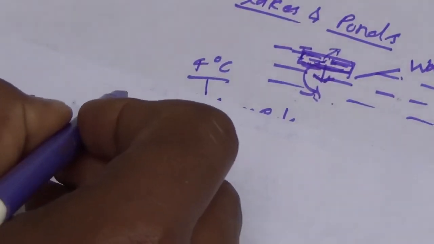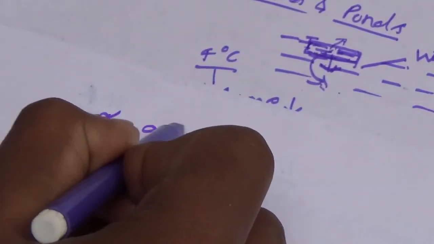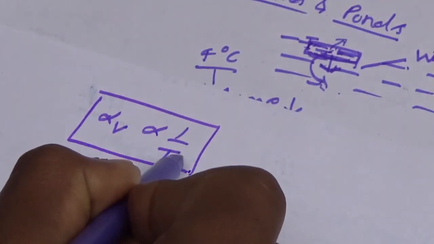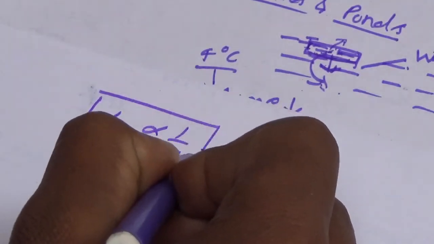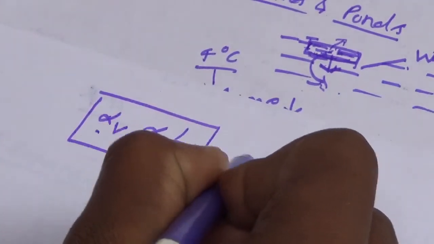So students, in this topic we have completed the anomalous behavior of water and the case of gases. In gases we have seen alpha V is inversely proportional to temperature. If temperature increases, alpha V decreases.